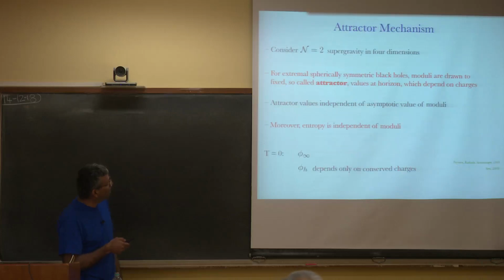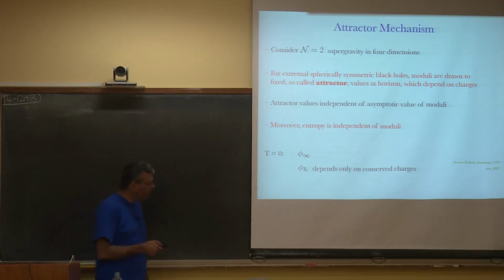Okay, so I'll just review something that people here know very well, the attractor mechanism. The idea is that in N=2 supergravity in 4 dimensions, we find that if you start with scalar fields that have various values at infinity, they'll all flow to a particular value at the black hole horizon. And this mechanism for the flow is called the attractor mechanism. And it turns out the entropy is independent of the moduli at infinity.